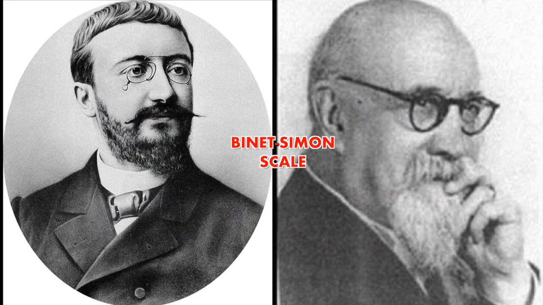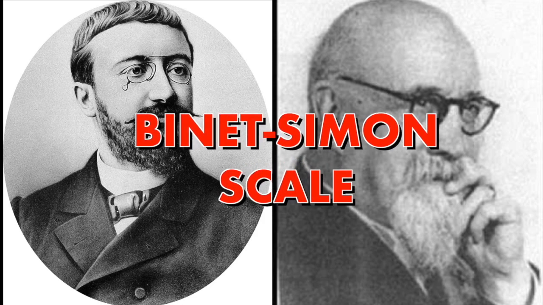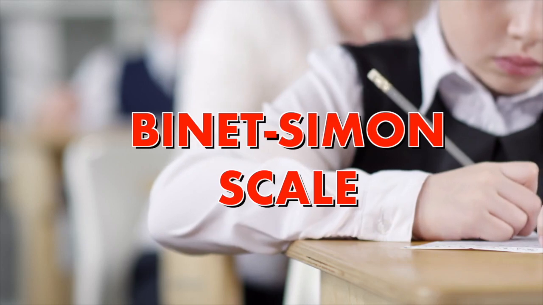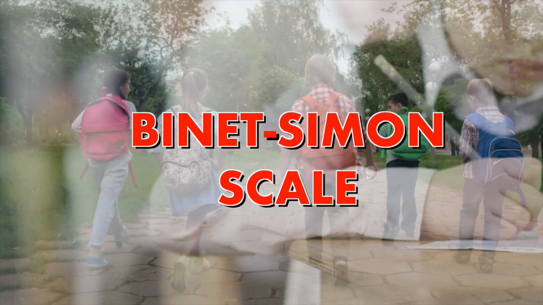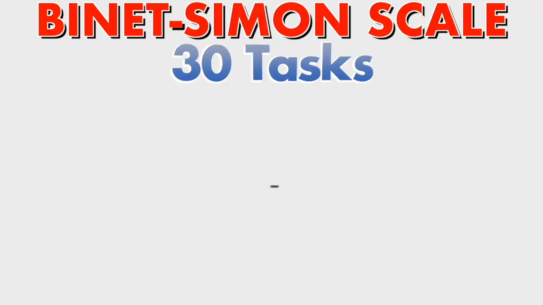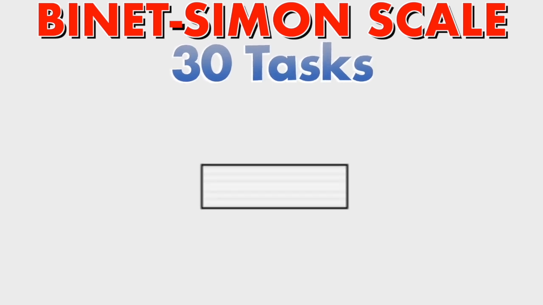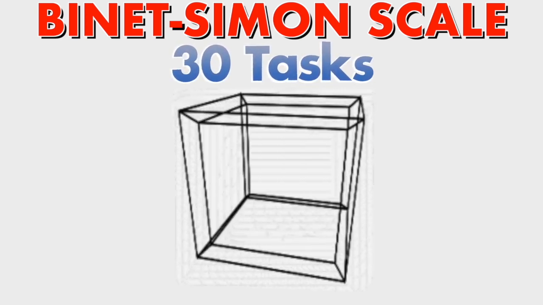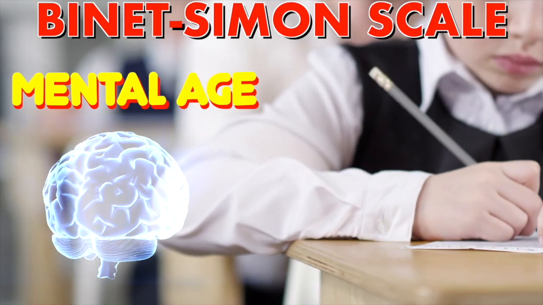This test was called the Binet-Simon scale. The purpose of this scale of normal functioning was to compare children's mental abilities relative to those of their normal peers. The scale consisted of 30 tasks of increasing difficulty. The score on the Binet-Simon scale revealed the child's mental age.